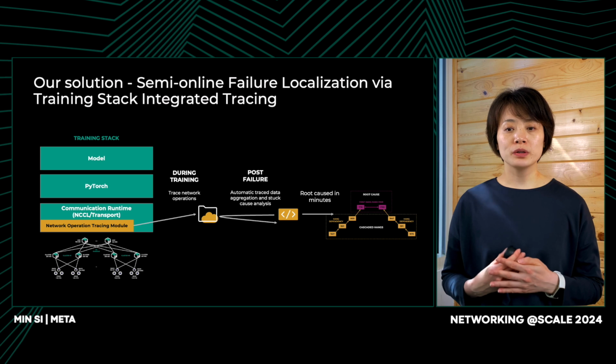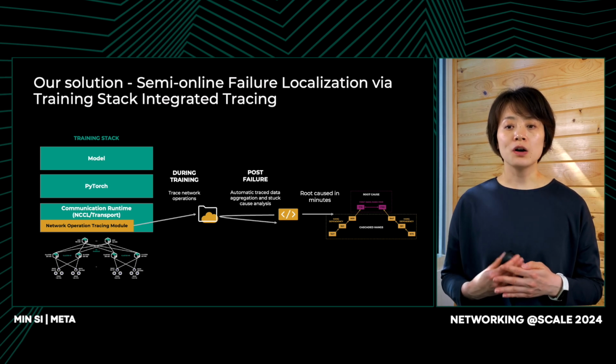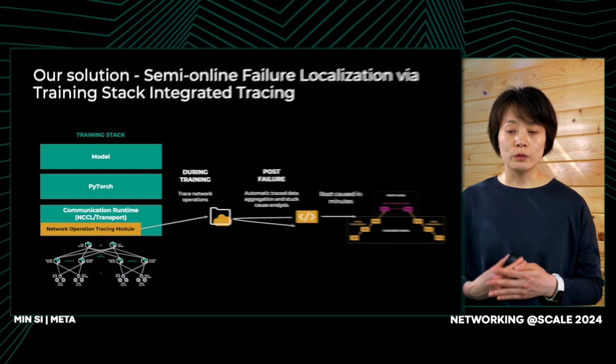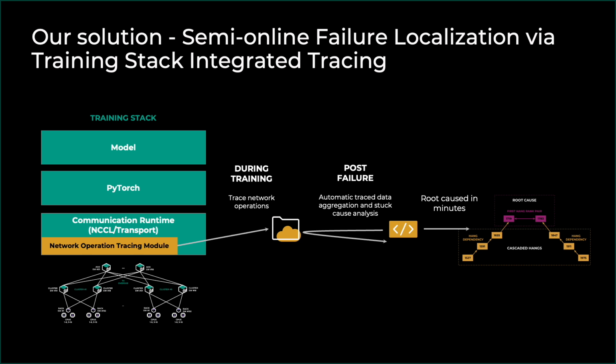So in these slides, we want to go over this solution and see how it looks. We built a semi-online failure localization system that is tightly integrated into the PyTorch NCCL training stack. It's a very similar approach to what we did for performance observability. Specifically, we trace all the collective communication on each process in our communication runtime library, NCCL, where we know the model correlation as well as all the internal network operations in real time.